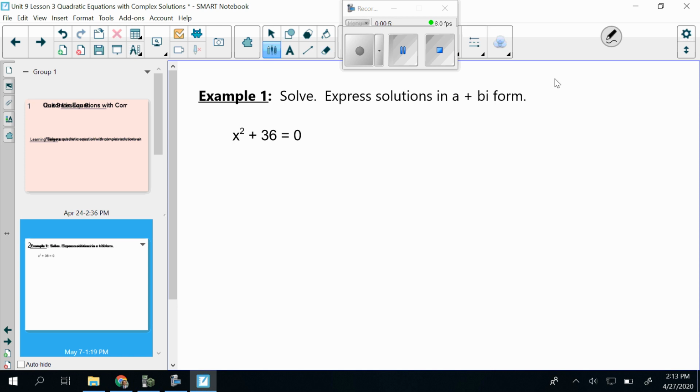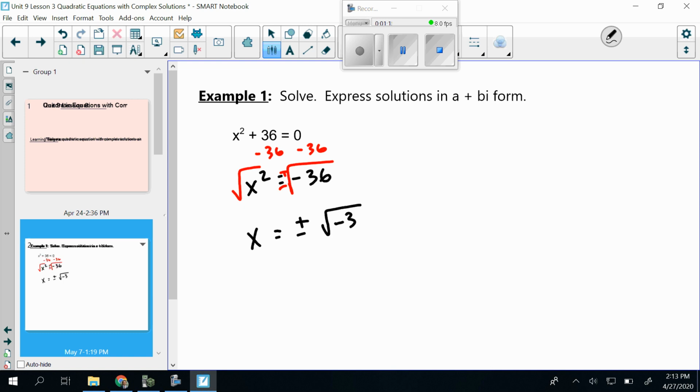So in this one, we would start by subtracting 36 from both sides. So now we got x squared equals negative 36. To undo a power of 2, we want to square root both sides. And recall when you're doing this, it's going to be plus or minus the square root. So we got x being equal to plus or minus the square root of negative 36.